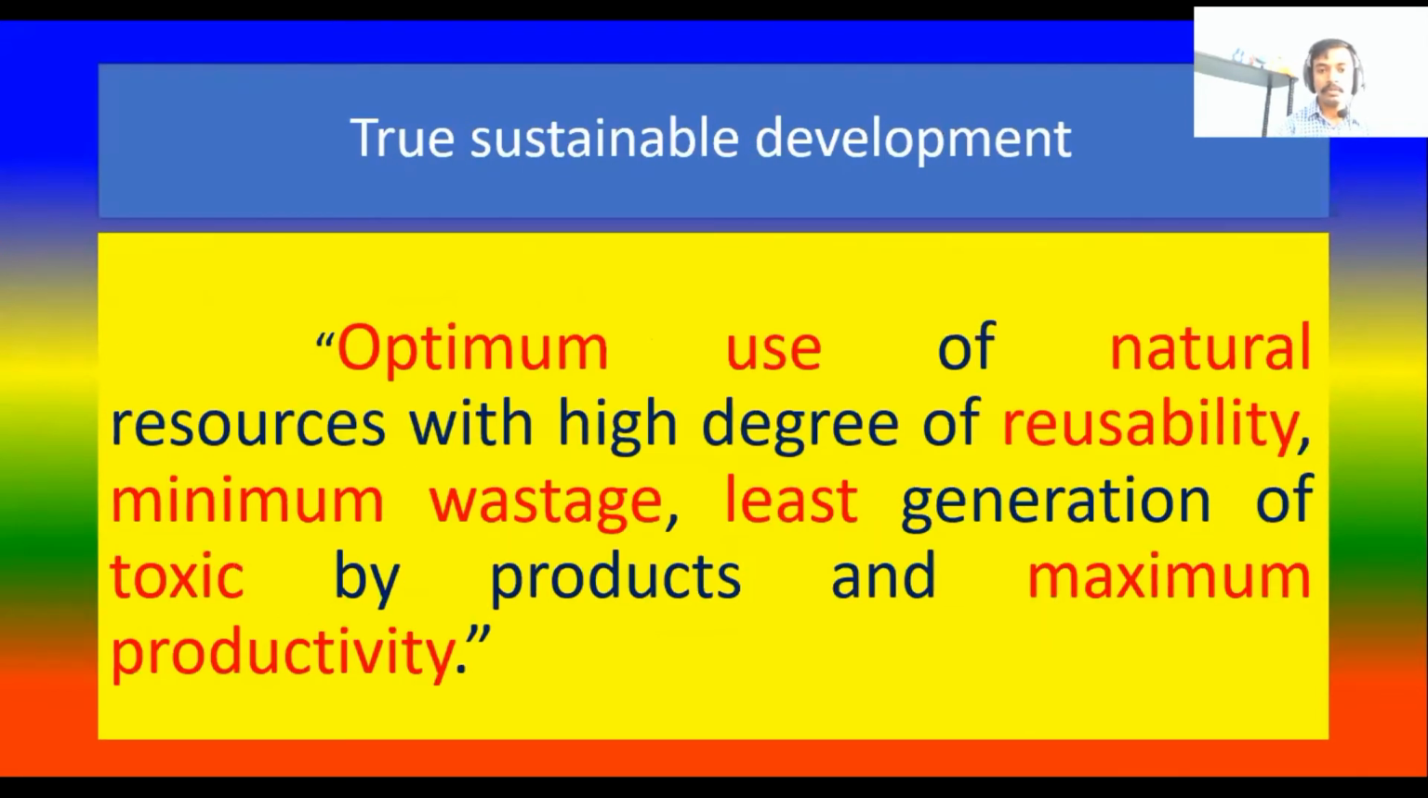We should preserve nature and plan to use it to satisfy present needs, which means sustainable development. What is true sustainable development? Optimum use of natural resources, or a high degree of reusability, which is very important. Okay, students, we can use nature and also reuse. Minimum wastage, least generation of toxics, which is another important point. Do not hazard air, water, or by-products, and maximum productivity, which is true sustainable development.